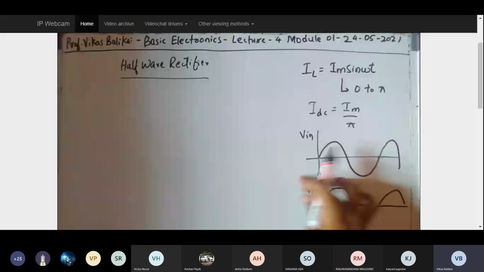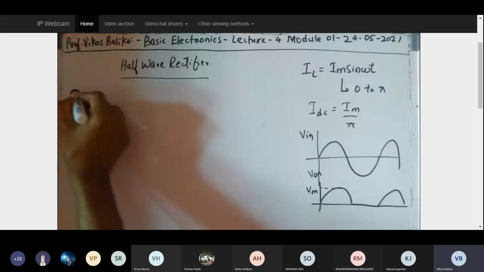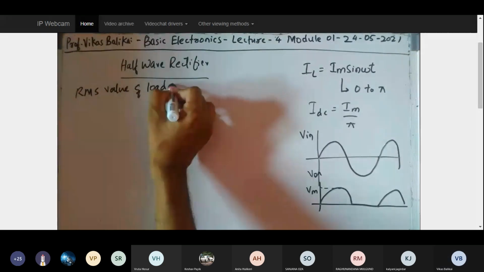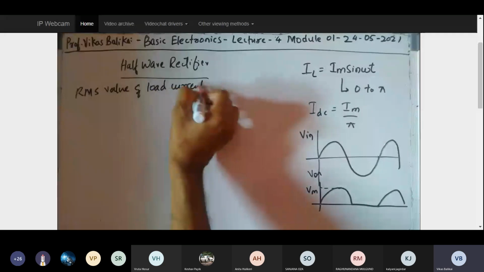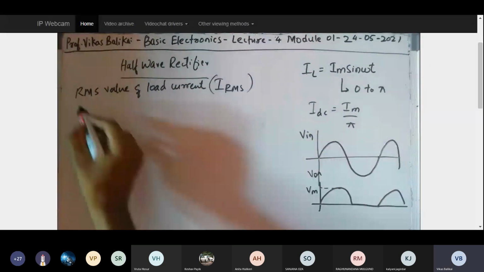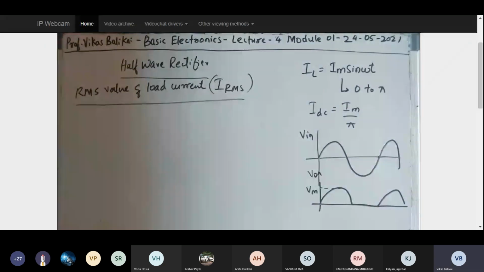Now let's try to understand some new terms, which is the RMS value of load current, that we call IRMS. Before we proceed with IRMS, we should be very clear on why we are going to talk about this, and what is the necessity of talking about this root mean square value. All these things we are going to understand in this particular lecture.